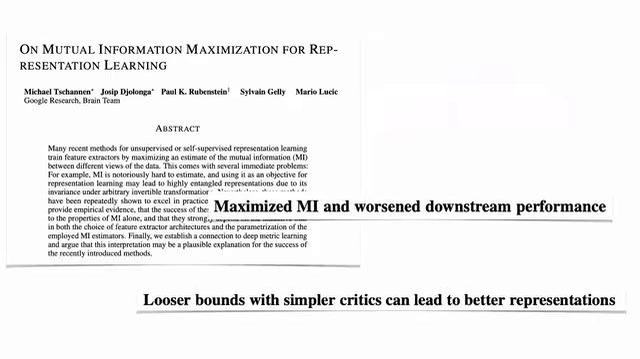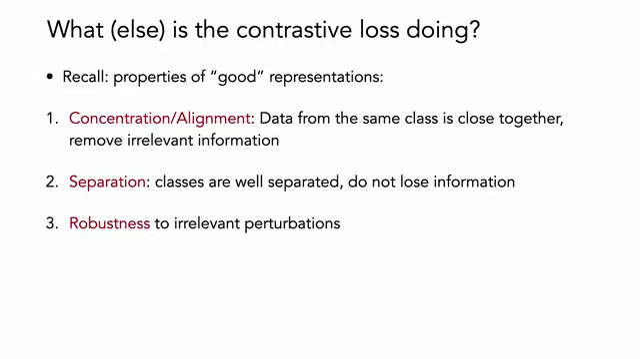And there's been some interesting work, specifically this work, that showed that if instead of using the standard contrastive losses, you just explicitly maximized mutual information alone, it actually worsened downstream performance. And looser bounds with simpler critics led to better representations. So essentially, the contrastive loss has to be doing something else. It's not just maximizing the mutual information between things that are similar. So what else is it doing?